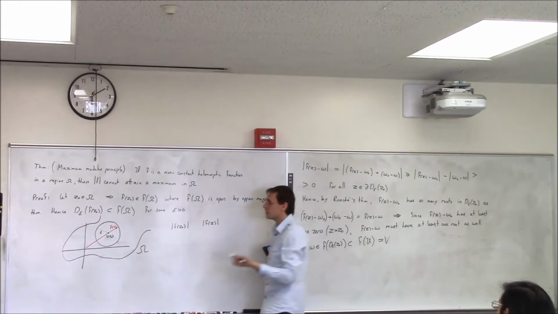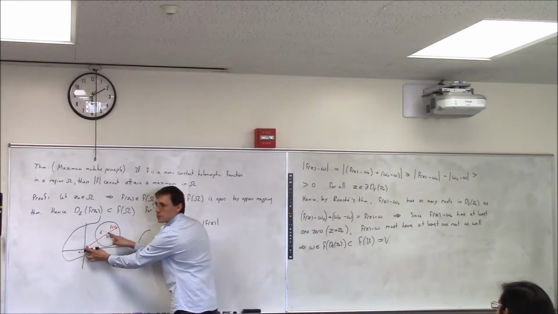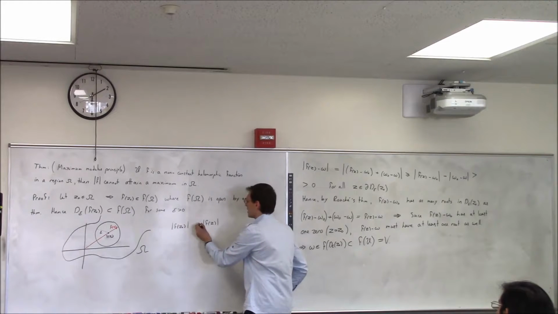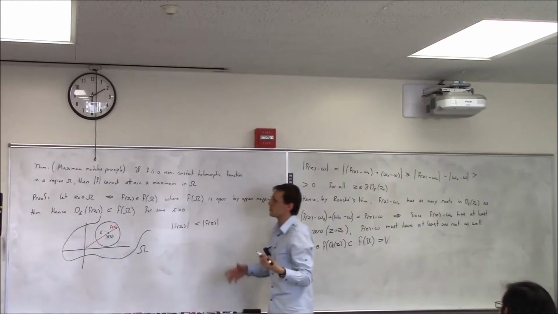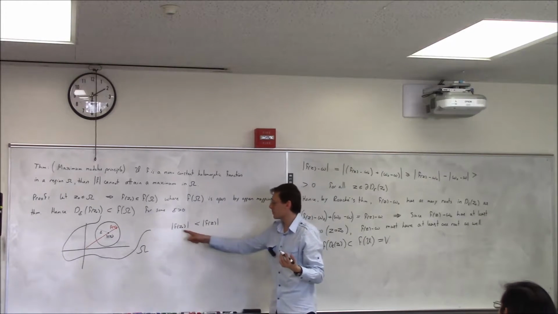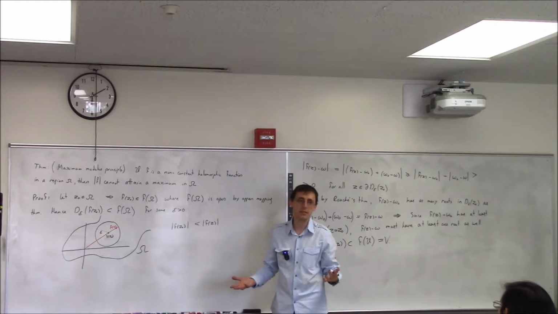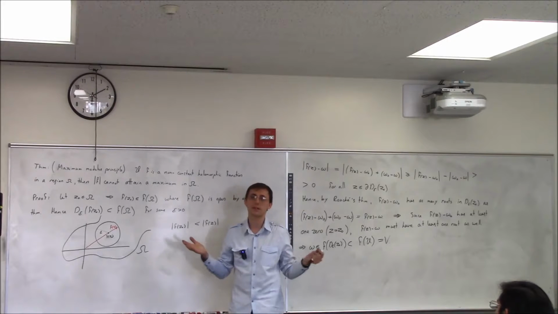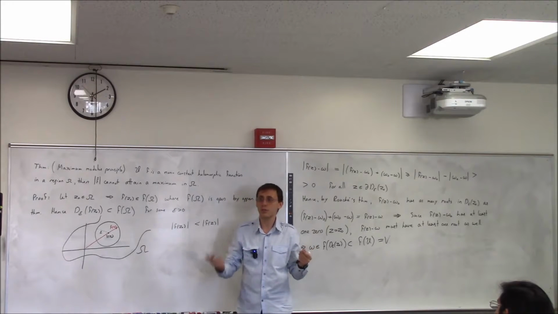What can you say? Well, it's very obvious. This is the modulus of f of Z0. This is the modulus of f of Z. You can see that f of Z0 was not a point at which the modulus was maximized. So you see what happens. The maximum modulus theorem is a trivial theorem if you know the open mapping theorem, right?